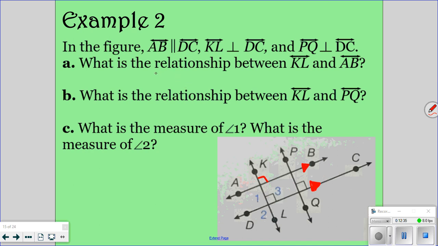So line KL has to be perpendicular to line AB. And then it asks, what is the relationship between KL and PQ? Well, they are both perpendicular to this line DC. So that means that KL has to be parallel to line PQ.